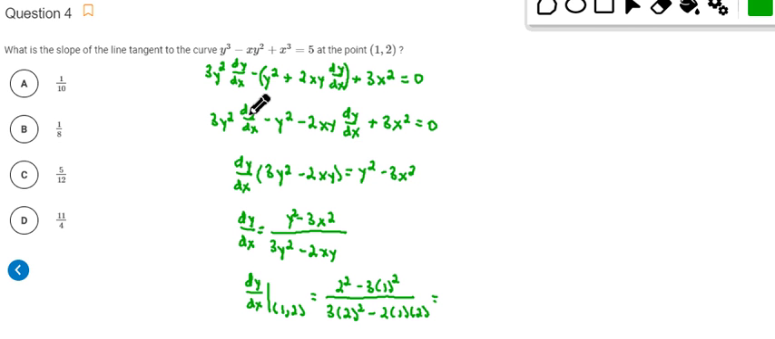And this is not free response. We've got to go ahead, work that all the way through to see which one of our choices that matches. So we have 4 minus 3 divided by 12 minus 4, and that equals 1/8. And we can see that is answer choice B.